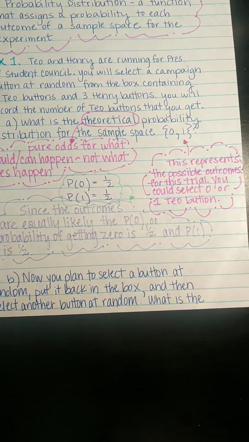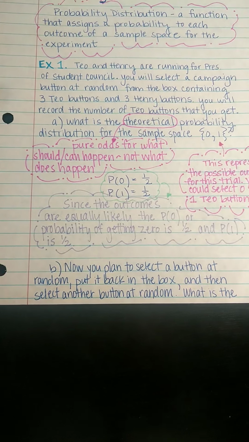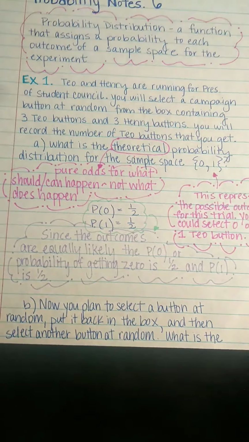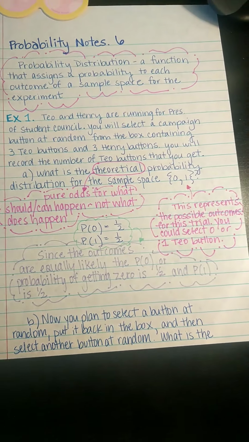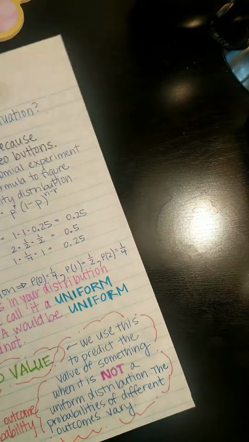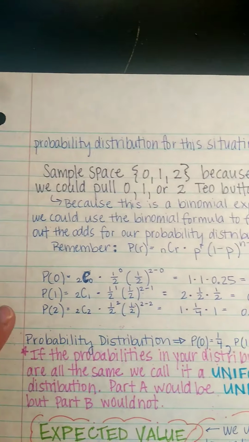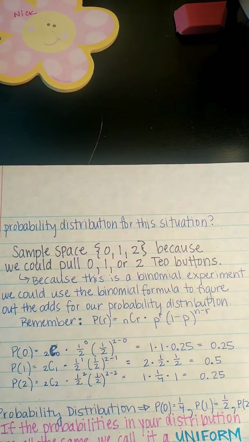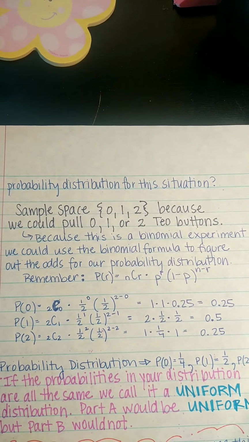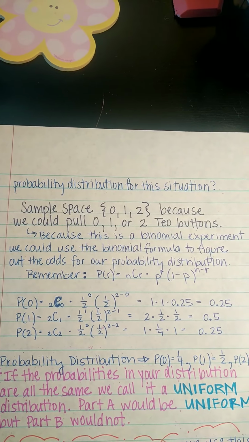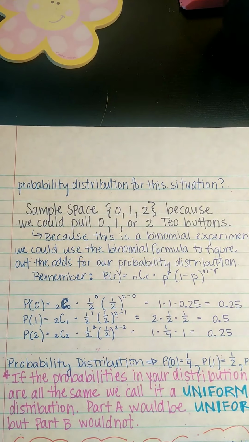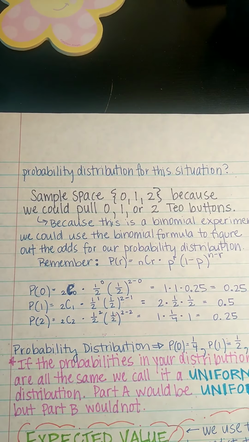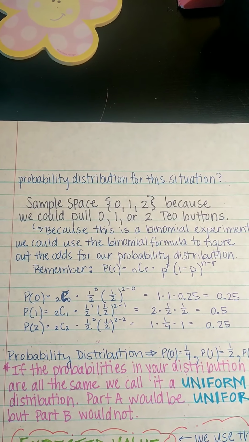Now you plan to select a button at random, put it back in the box, and then select another button at random. What is the probability distribution for this situation? So now I'm selecting 2 buttons. So this time the sample space is I could get 0 buttons, 1 button, or 2 Teo buttons, okay? Now, because this is a binomial experiment, because the chances of success and failure are equally likely, we could use the binomial formula to figure out the odds for our probability distribution.